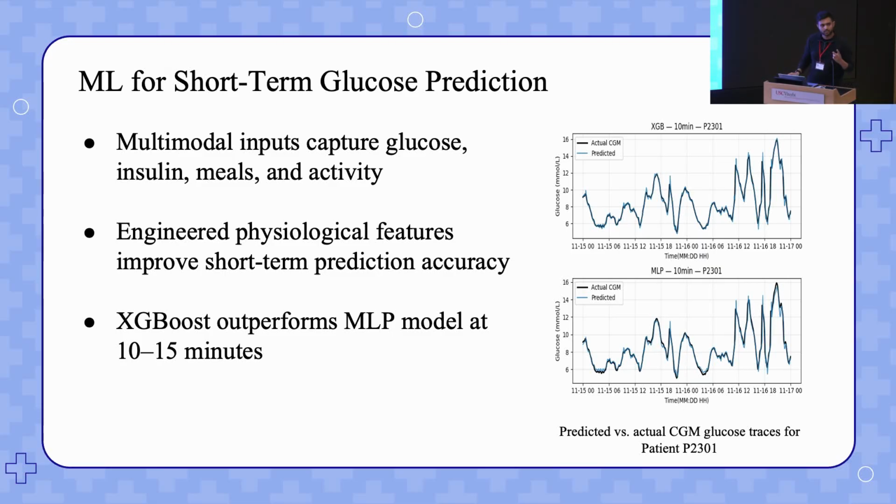Then we applied two machine learning models, XGBoost and MLP, at two horizons, 10-minute prediction and 15-minute prediction. At both horizons, we are getting good accuracy, and XGBoost outperforms MLP in accuracy at both horizons, as you can see on the right side of the slide. This shows predicted versus actual glucose traces of patient ID P2301, which is patient 1 of the dataset, over a 2-day time period, with the x-axis showing time and the y-axis showing glucose value.